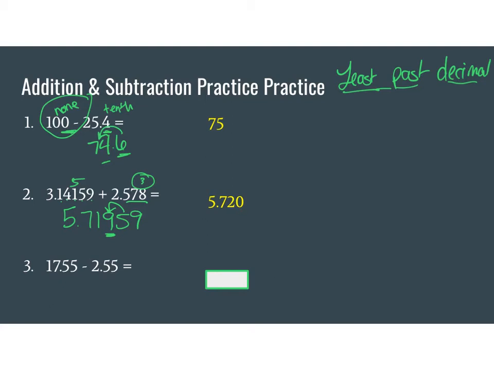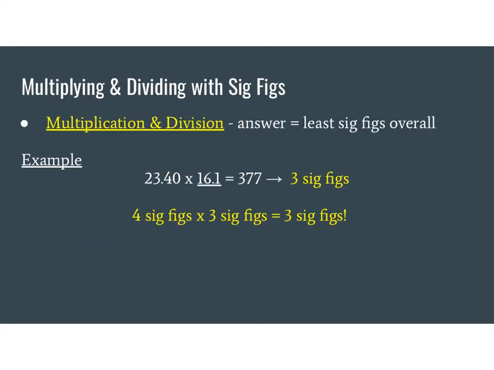My last one here, I have 17.55 minus 2.5. When I put that in my calculator, I end up with 15. Here we go to the hundredths. Here I also go to the hundredths place. So I need an answer that goes to the hundredths place. So how can I do that? Well, the easiest way of doing that is adding a decimal and then adding in zeros. These zeros are significant because they are going to be behind a decimal as well as something that is significant.